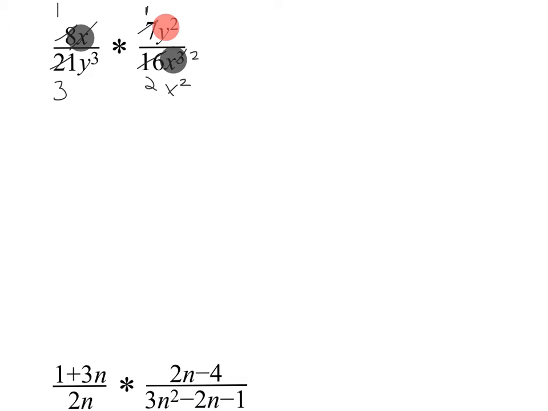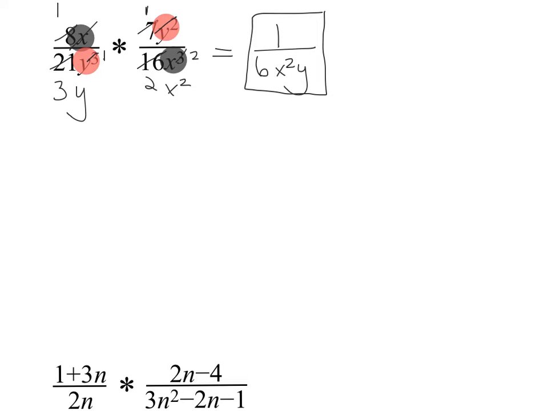Finally, if we look at the y terms, we have y squared and y cubed. We can cancel 2 of the y's here with the 3 down here and leave just 1. So that would just leave y. So we've canceled a bunch of stuff. If you look at the top, we basically canceled everything except for these 1's. So 1 times 1 is 1. On the bottom, I have 3y times 2x squared, which is 6x squared y. So this is my product. Multiply the tops, multiply the bottoms, once you have everything canceled, and that's your product.